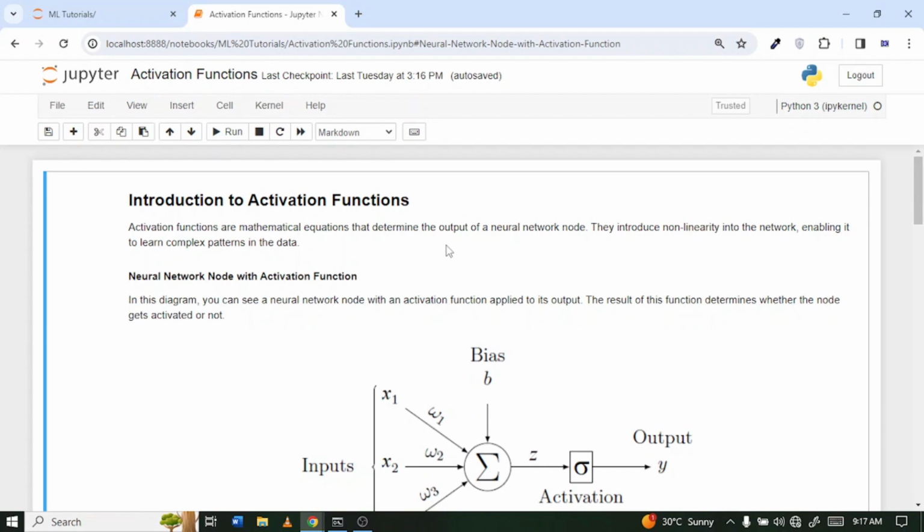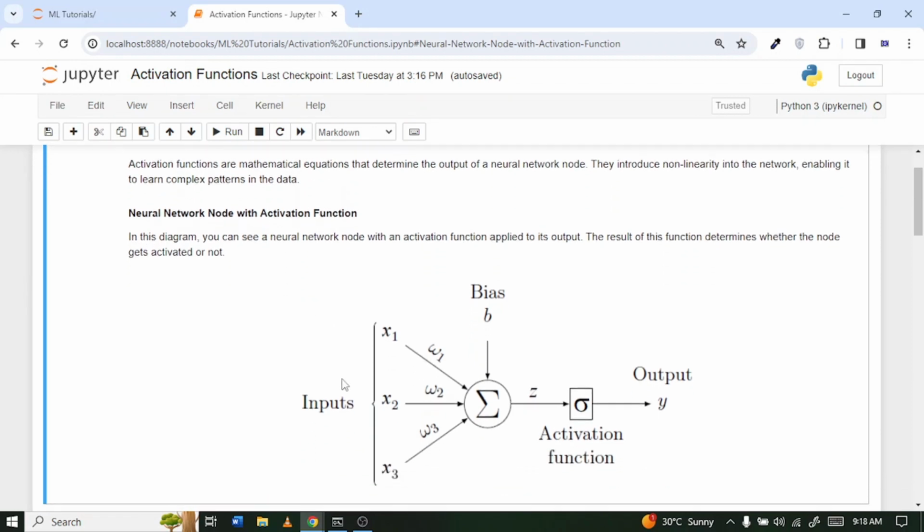So before we jump into the types of activation functions, I would like us to understand the purpose of an activation function. Activation functions are mathematical equations that determine the output of a network node. They introduce some non-linearity in the network, which enables the network to learn complex patterns in data.